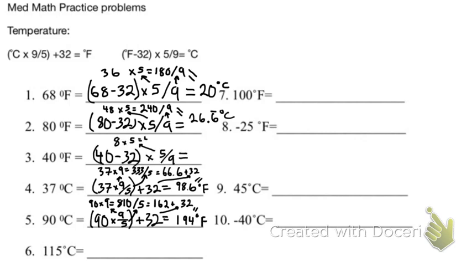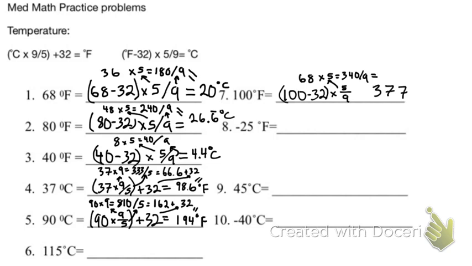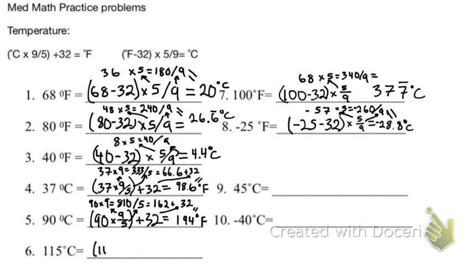40 minus 32 is 8, times 5 is 40, divided by 9 is 4.4 degrees Celsius. Problem number 7, 100 minus 32 times 5/9. 68 times 5 is 340, divided by 9 is 37.7 degrees Celsius. And last one, 25 minus 32 is minus 57, times 5 minus 260, divided by 9, minus 28.8 degrees Celsius.